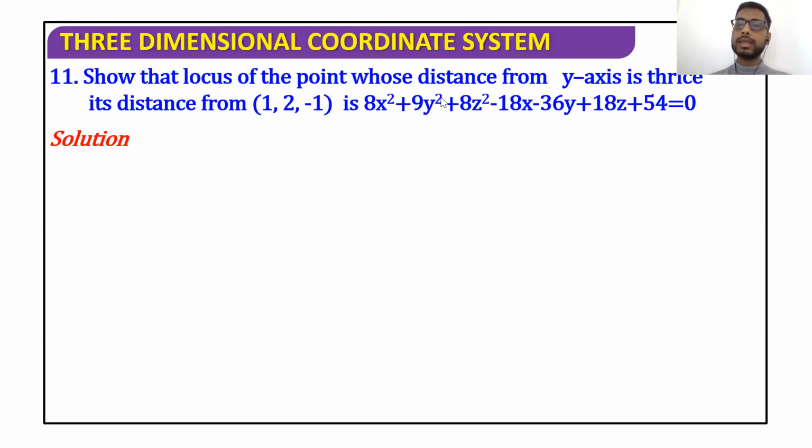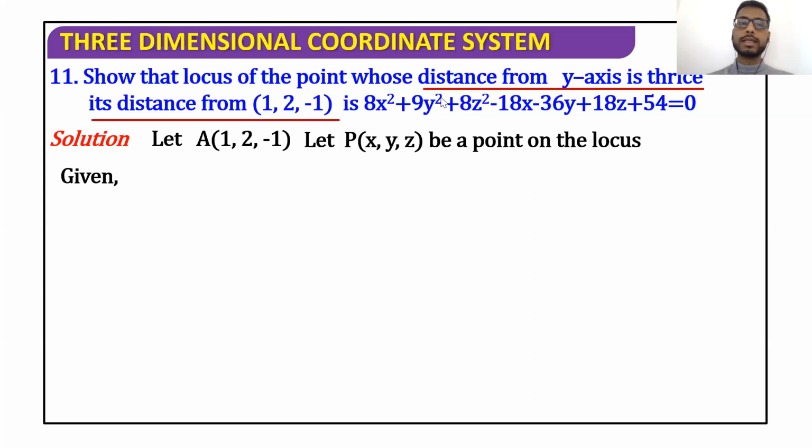So the formula to get distance from y-axis is under root of x square plus z square. If I have to find distance from, say, suppose z-axis, then my formula would be under root of x square plus y square. If I want to find distance from x-axis, then my formula would be under root of y square plus z square. In this particular case, I have to find distance from y-axis. So distance from y-axis is nothing but under root of x square plus z square. So let's see the solution.